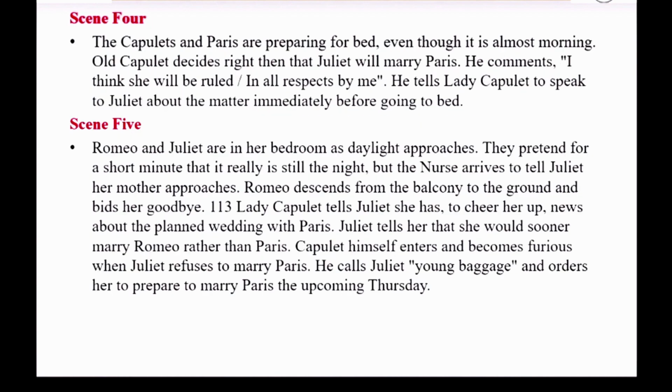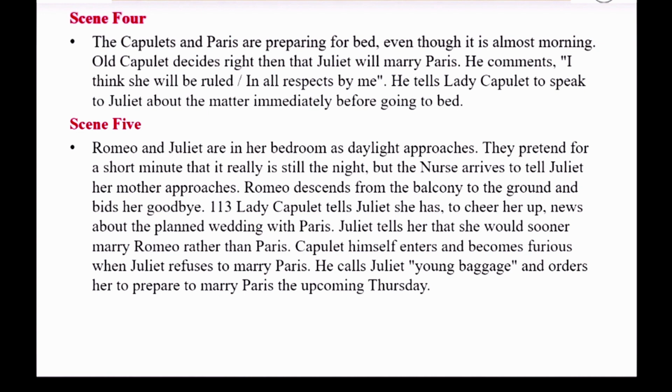In Scene 4, the Capulets and Paris are preparing for bed even though it is almost morning. Old Capulet decides right then that Juliet will marry Paris. He comments, "I think she will be ruled in all respects by me." He tells Lady Capulet to speak to Juliet about the matter immediately before going to bed.